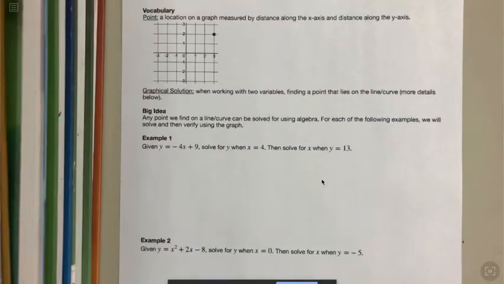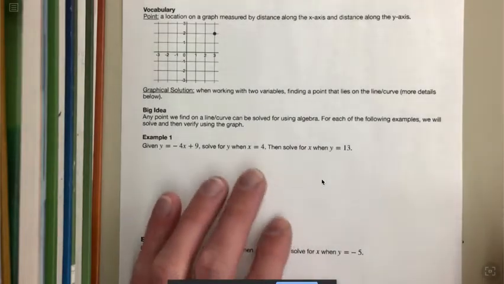Hey, good morning, everyone. So today is very much going to be a conceptual lesson where we're going to really emphasize what it is we're solving for when the question says solve. But there's a few things we need to make sure we're clear on before we can do that.